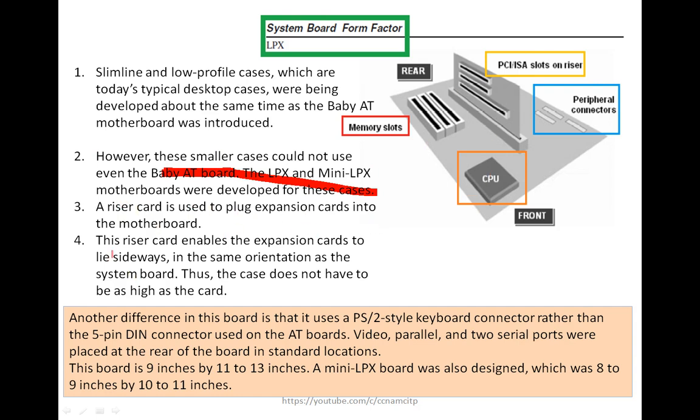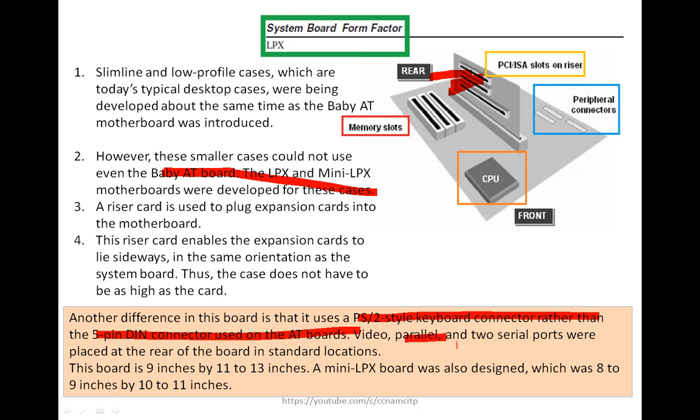This riser card enables the expansion cards to lie sideways like this, in the same orientation as the system board, and thus the case does not have to be as high as the card. Another difference in this board is that it uses a PS/2 style keyboard connector rather than the 5-pin connector used on the AT boards.